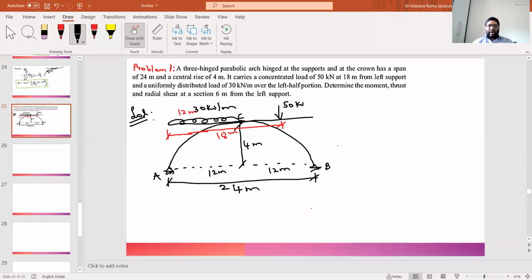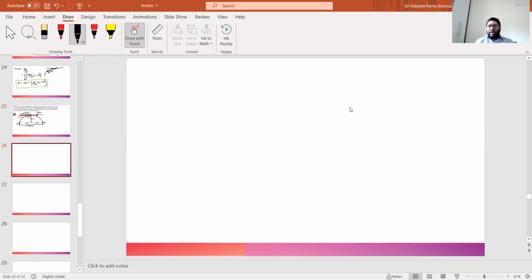Now if you try to sketch the free body diagram of this arch, like what are all the various force components that can act on this arch, we will get to understand what we need to calculate. So this is the given arch. Now let us sketch the arch with respect to all the reactions. What are all the reactions acting on the arch? We have VA, that is the vertical reaction at A. This is VB. This is H. This is also H.